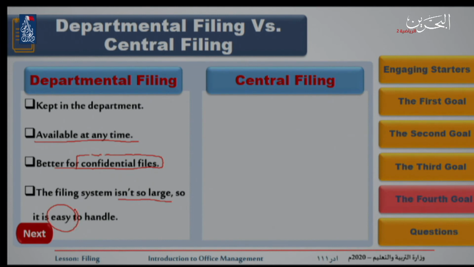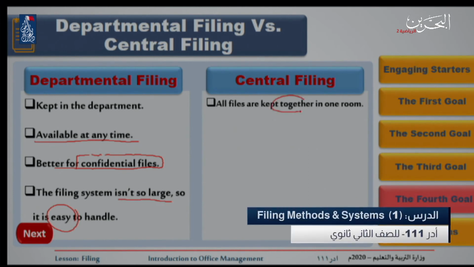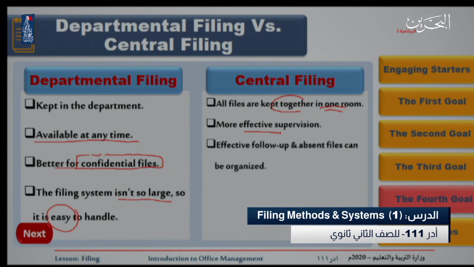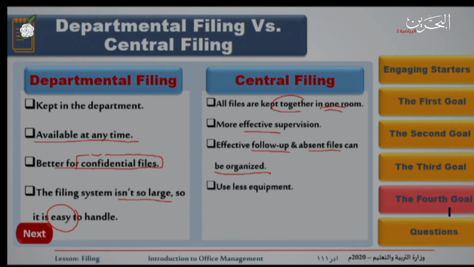Now let's look at the central filing. Central filing means all files are kept together in one room, which means all the files are kept in one place. It is more effective for supervision because since all of the files are in one place, it is easier to supervise. Effective follow-up and absent files can be organized. How can we organize an absent file? By using an absent card. We will use less equipment because it will be in one place.